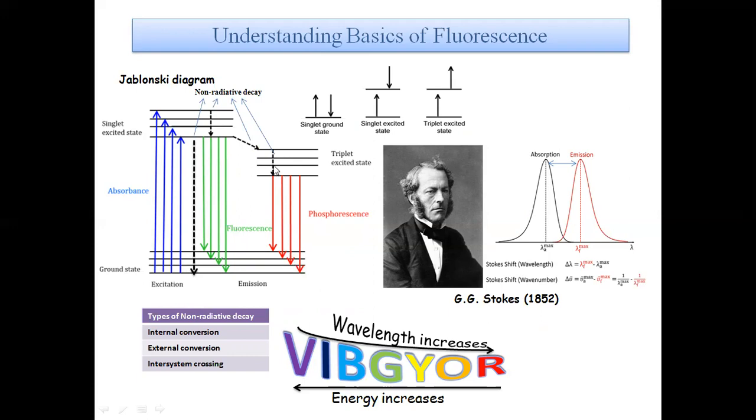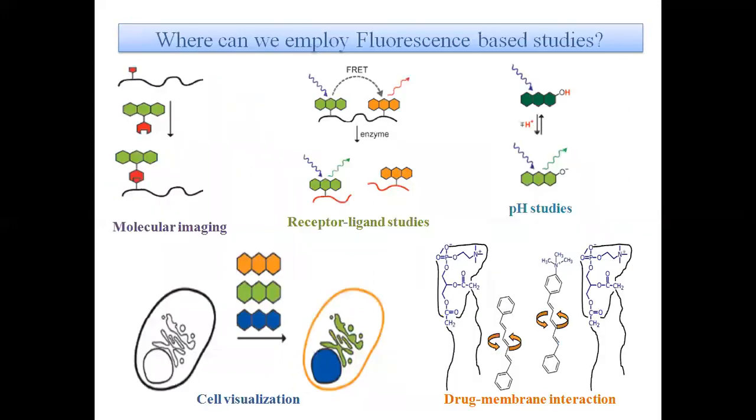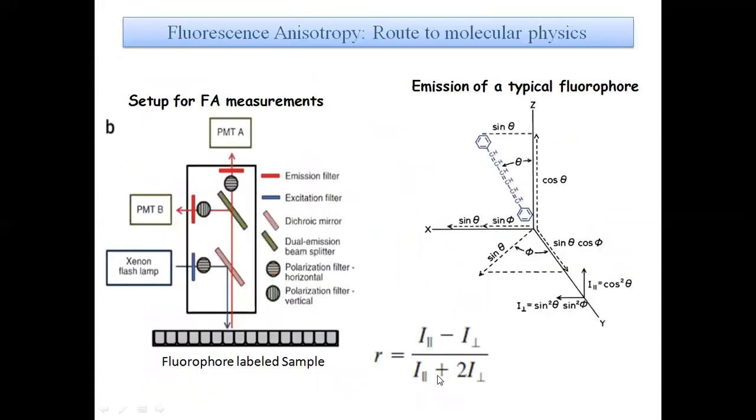There are cases where there is no emission of photons, that is called non-radiative decay. It is due to conversion of energy to vibrational modes in an electronic state or due to collisional quenching. These are the different applications of fluorescence: molecular imaging, high throughput screening of ligands, pH sensing, cellular staining, and elucidation of drug action.